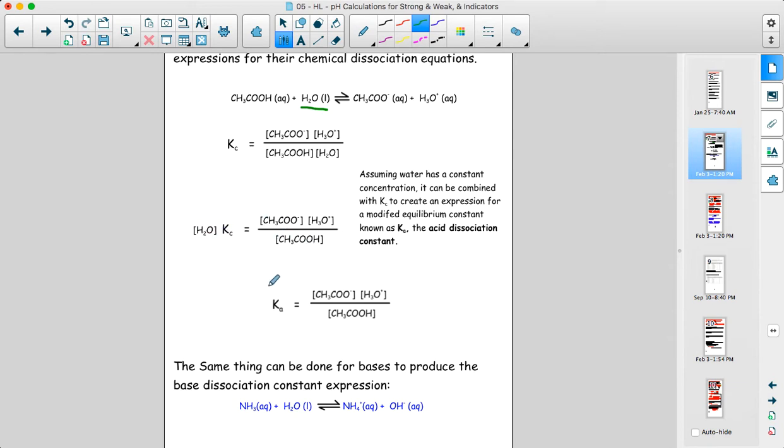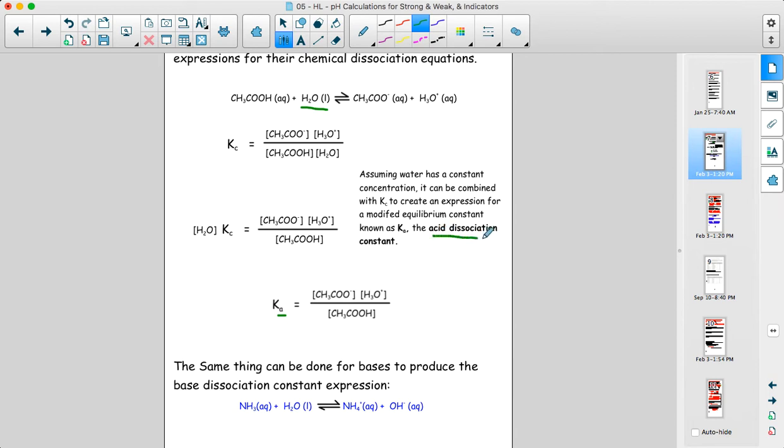And now, instead of calling this a generic Kc, I'm going to call it Ka because it refers to how much an acid is dissociating. So this is like an equilibrium constant for an acid. We removed the water, but otherwise it's the same as an equilibrium constant expression, and now we call it Ka. That will always have H+ on top along with the conjugate base, and it will have the acid molecule on the bottom.